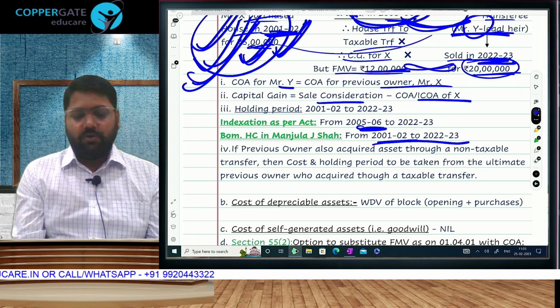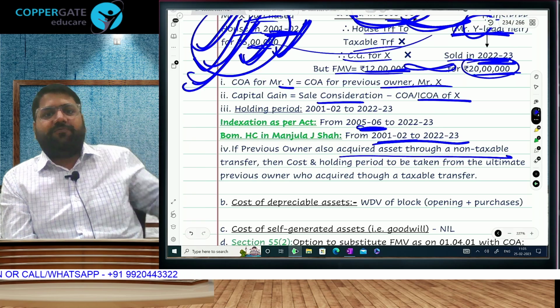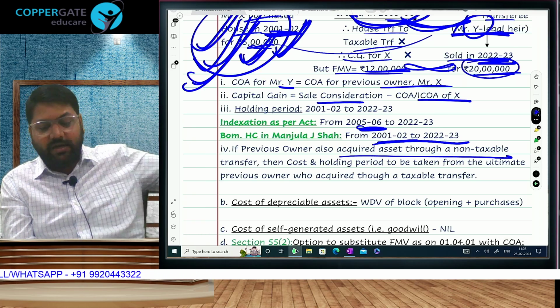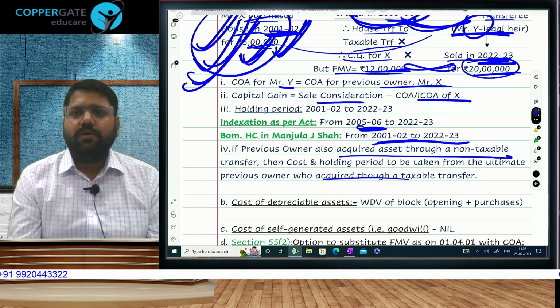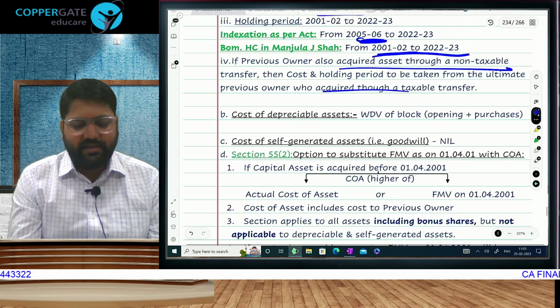And if the previous owner also acquired through not a taxable transfer, then we'll obviously go to the previous owner before that person. So the ultimate previous owner who acquired through a taxable transfer. That is how we will do in not a taxable transfer, inheritance cases.